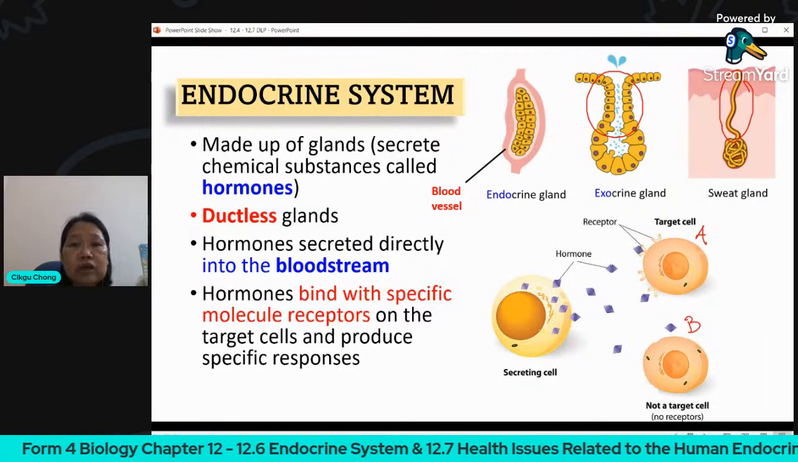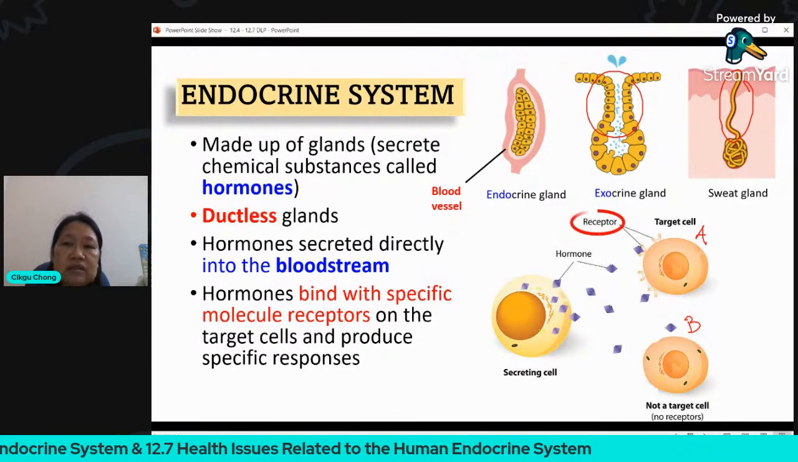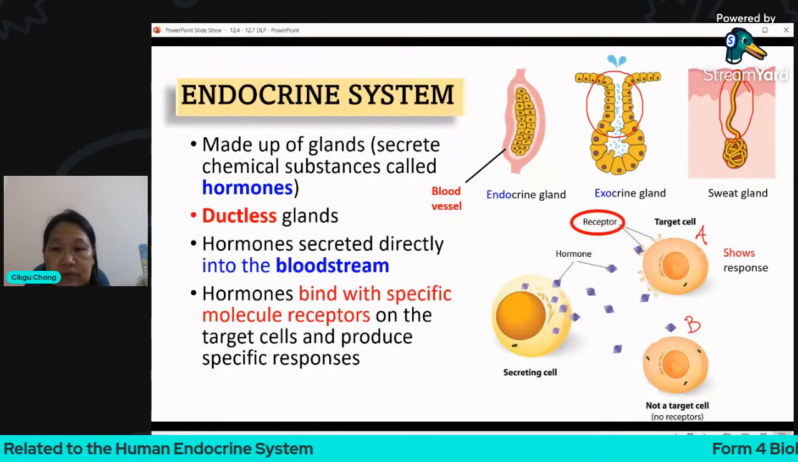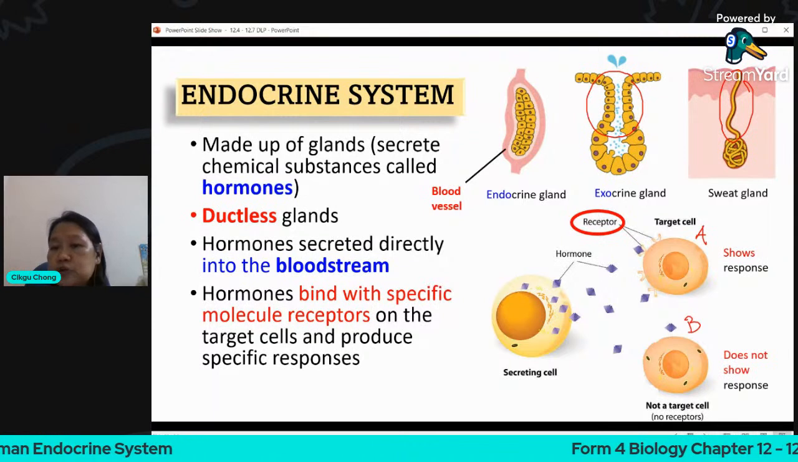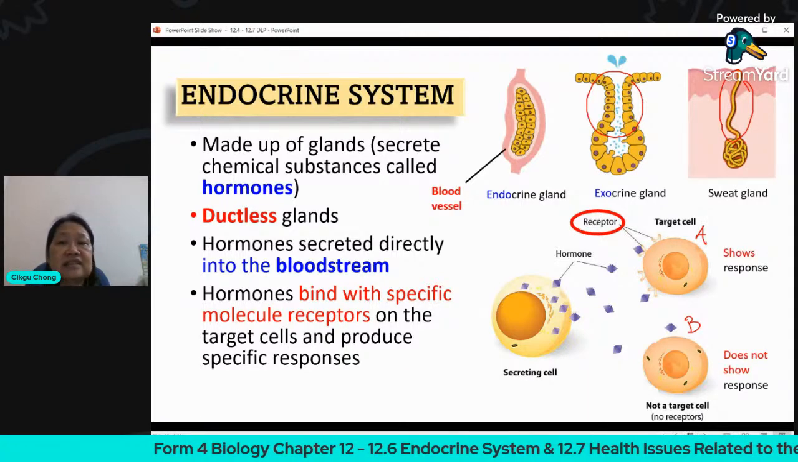Maybe it will react. They will produce a certain response. So now you see, for target cell A, it has the receptor, therefore it will show a response. Other cells which do not have the receptor will not show the response. So you can see that there are specialized target cells for specific hormones.